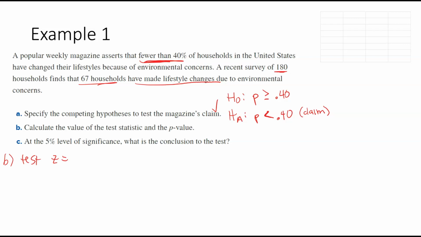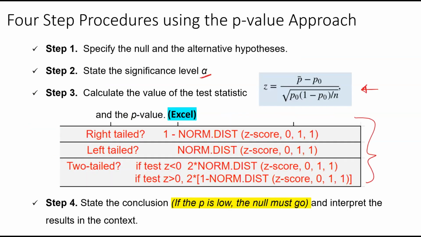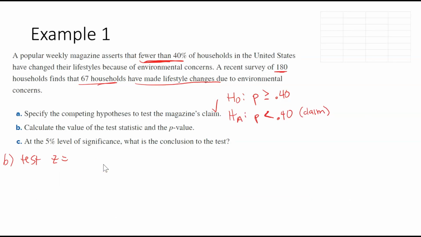Now, to calculate our test statistic, it is a z now. The formula for that is right here. So we need to get our sample proportion. This is the formula: our sample proportion minus the proportion in question, all over the proportion in question times 1 minus the proportion in question, all divided by n, and it's square rooted, the whole thing.